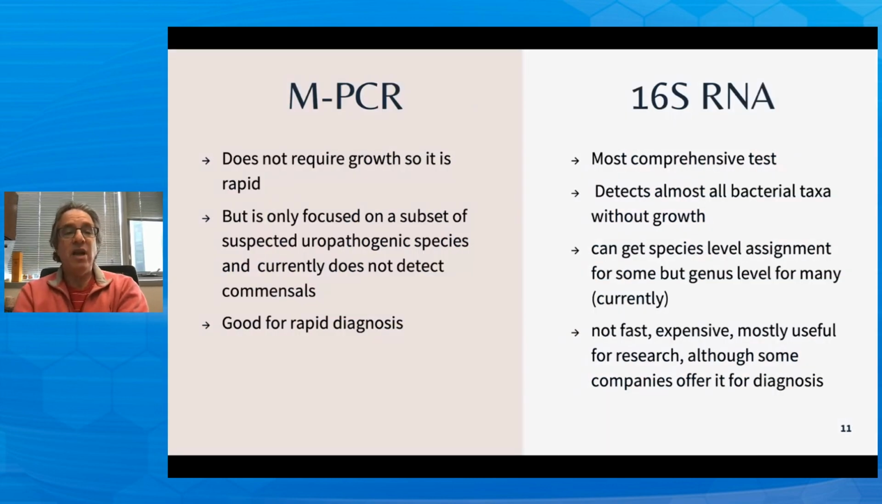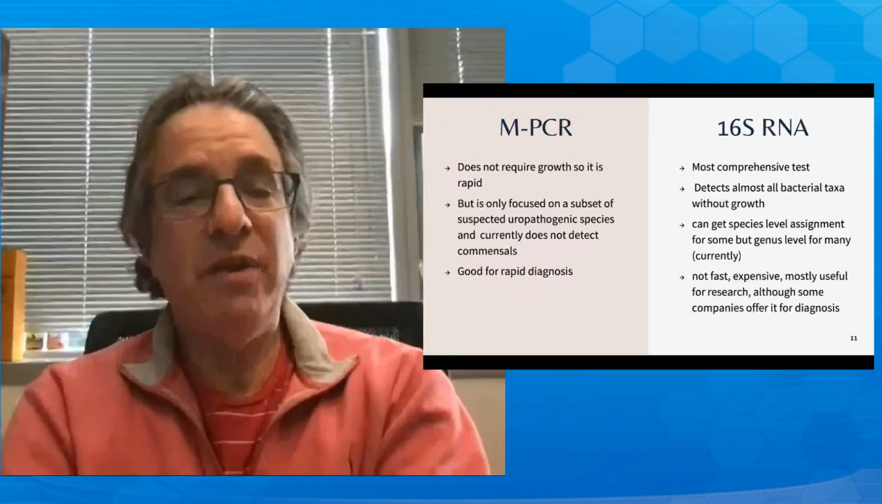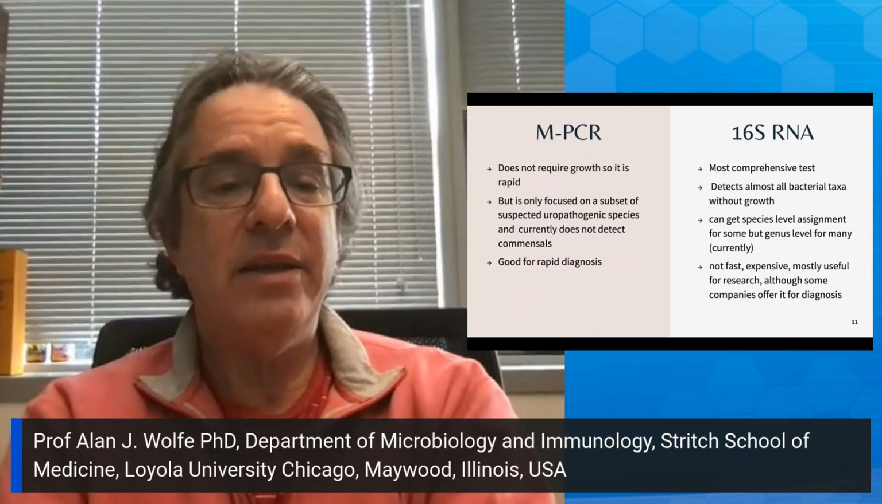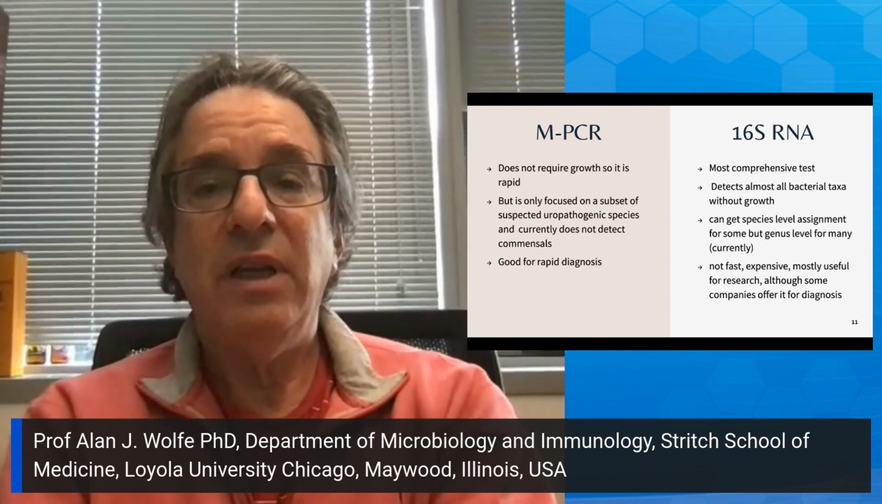Multiplex PCR does not require growth, so it's rapid. It's only focused on a subset of suspected uropathogenic species. Currently, it doesn't detect commensals, which I think is really important. You need to know what the microbiome looks like so that you can push it to favor the good guys and to disfavor the bad ones, right? And it's good for rapid diagnosis.